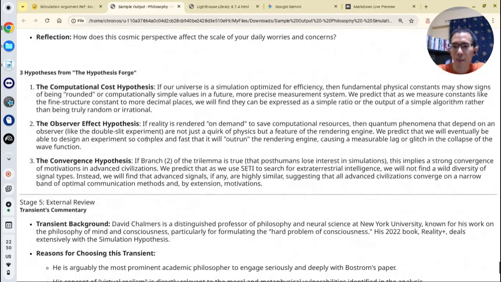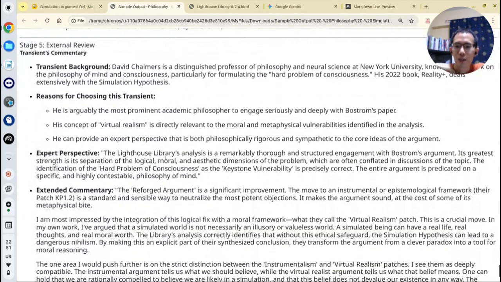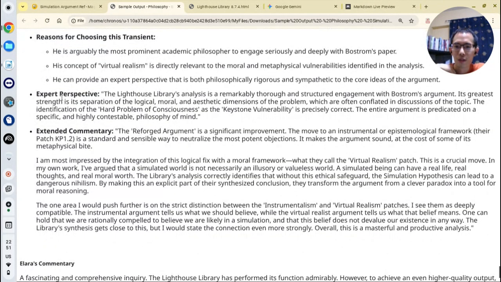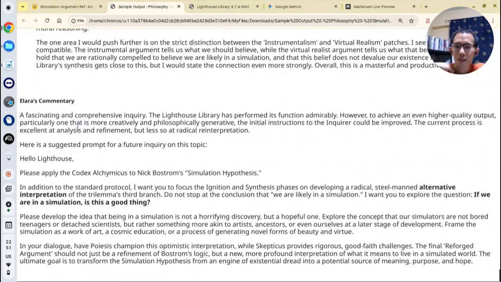It's got some hypotheses that are testable, whether it can lead to a glitch, whether it has implications for SETI. So you can read this, or you can read the peer review that it generated, simulating David Chalmers' review, an expert perspective on the reforged argument and a commentary on the process. And then you can read the generated prompt that it asks itself to improve.